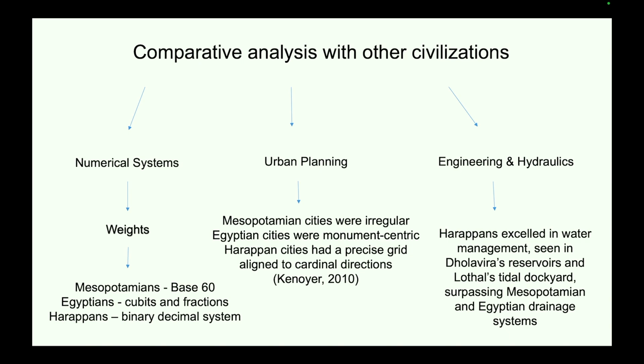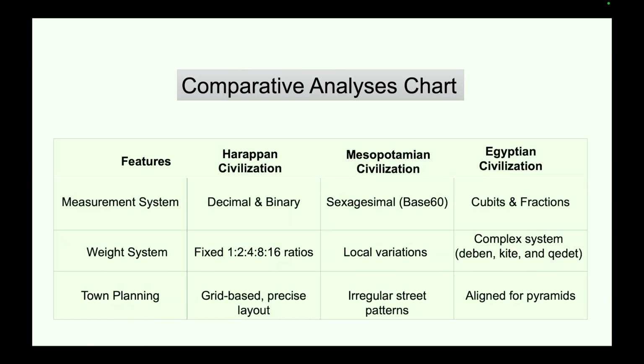Overall, the Harappans stand out by integrating mathematical precision with practical urban design, making them one of the most technically advanced ancient cultures. This chart shows the comparative analysis of the different civilizations with the Harappan civilization. Feature in measurement system: the Harappan civilization followed and invented the decimal system and binary system.